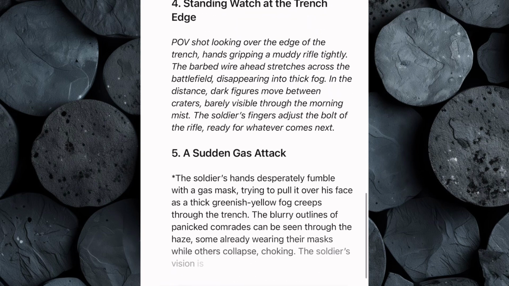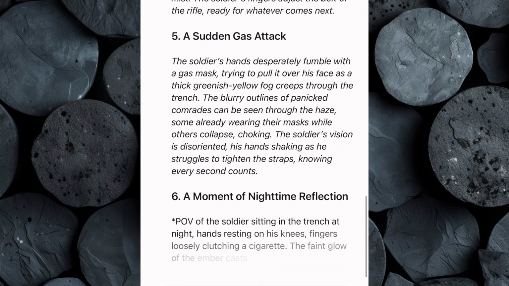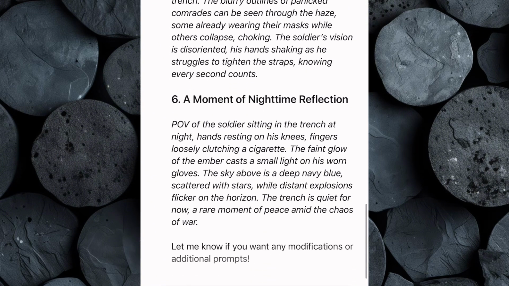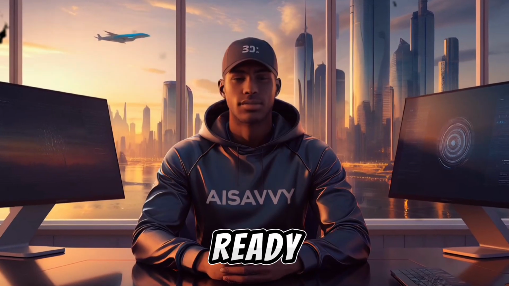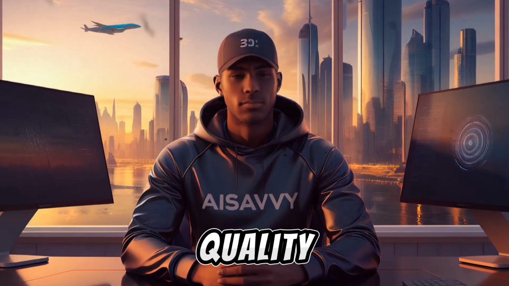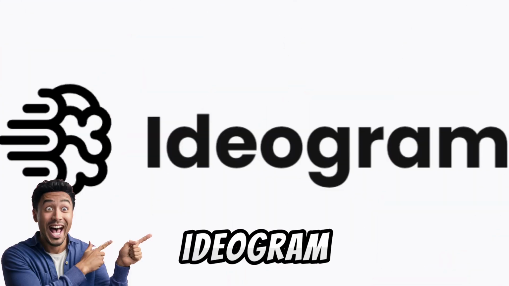If you need more images to build a longer and more engaging video, simply ask ChatGPT for additional prompts based on different key moments in your POV. The more variety you include, the richer and more cinematic your final video will be. Now that we have our image prompts ready, the next step is to generate high-quality POV images that will captivate your audience. To do this, we'll be using Ideogram.